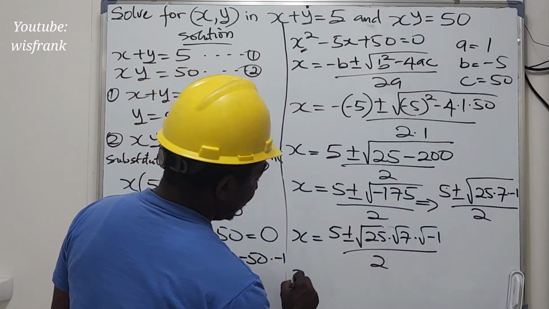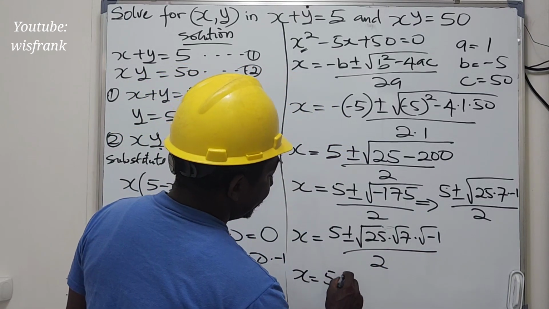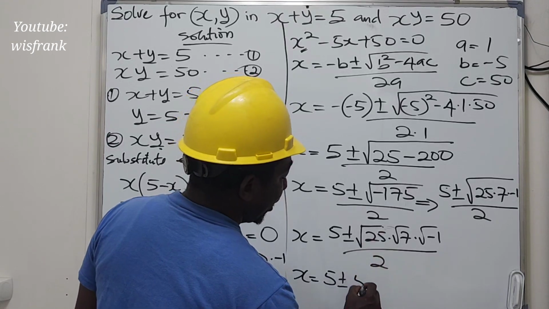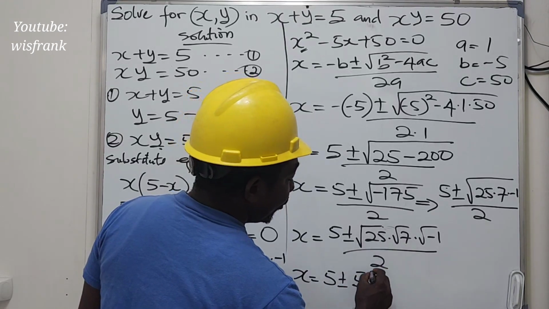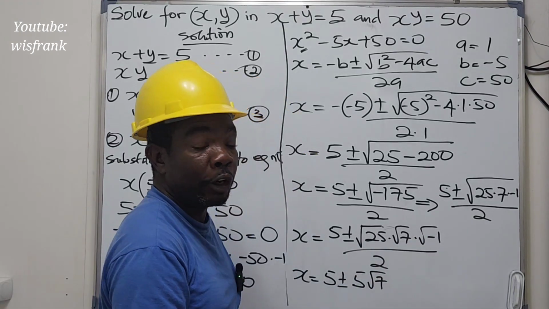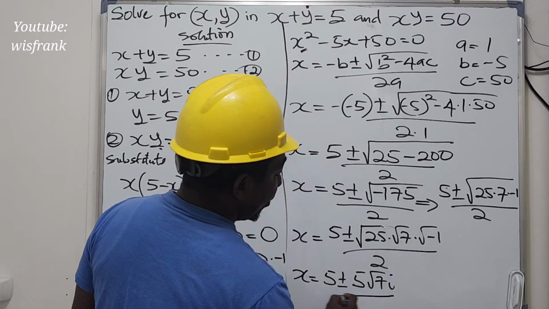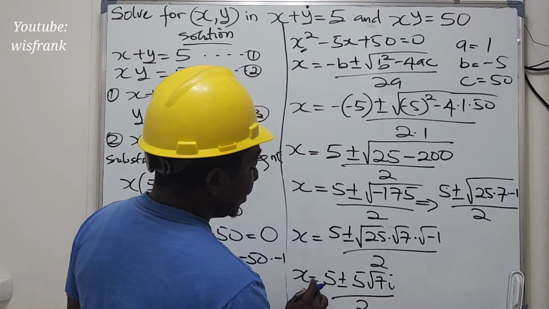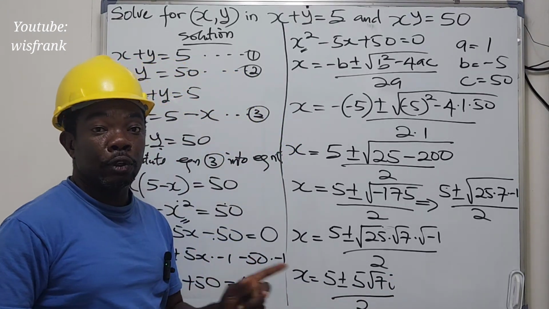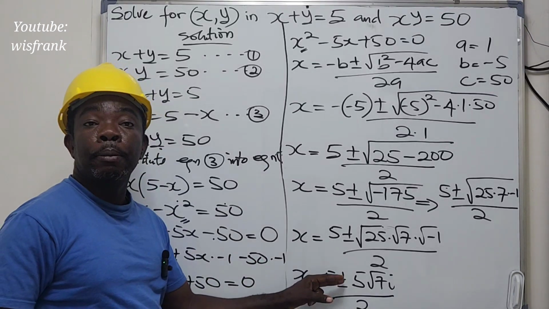This is the same thing as x equals 5 plus or minus, the square root of 25 is 5, and we have root 7, and the square root of minus 1 is i, which is iota, all over 2. So this is the value of x, and we have two solutions from here because we have plus or minus.